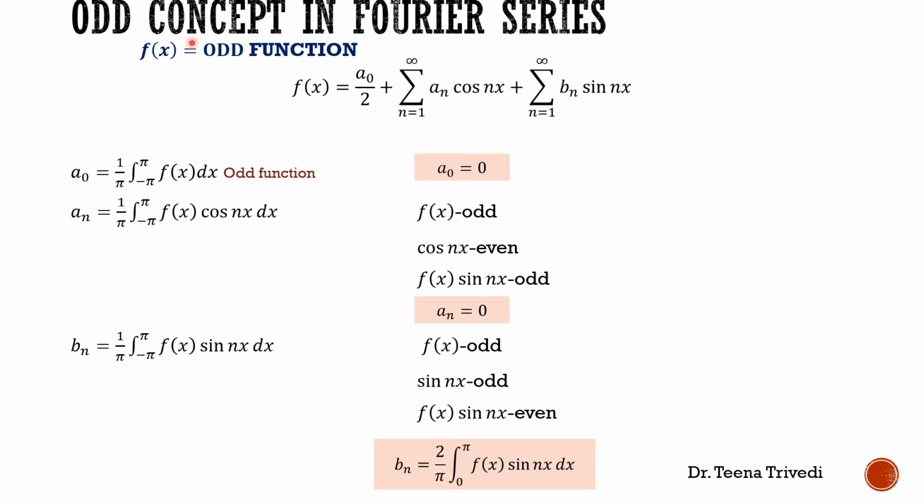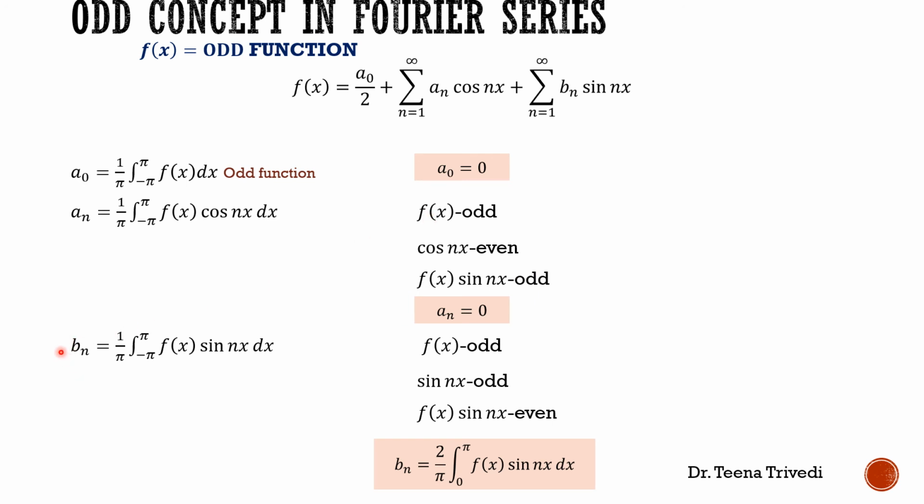So when you assume your f(x) is an odd function, for the a0 value, it is 1/π ∫ from -π to +π f(x) dx. Since f(x) is an odd function, the value of a0 will be directly equal to 0. And what about the value of an? 1/π ∫ from -π to +π f(x) cos nx. Now f(x) is an odd function and cos is an even function. When you multiply odd into even, your resultant function will be odd, so your an value is also equal to 0.